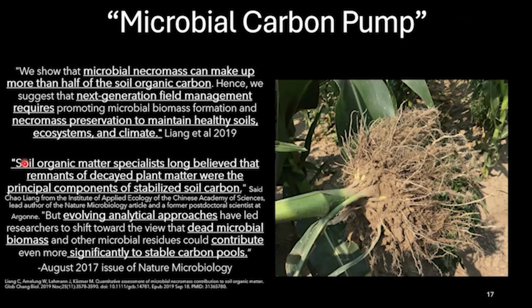If I go to an environment that has been down the aisle of death a whole bunch of times, where we're using a lot of tillage, doing a lot of things to degrade the biological side of these soils, even if we have decent residue, we don't convert that and we're not building that organic matter. Research is showing that 50% of the soil organic carbon is dead microbial biomass, also known as necromass. Research from Nature Microbiology showed that microbial necromass can make up more than half of the soil organic carbon. Hence, we suggest that next generation field management requires promoting microbial biomass formation and necromass preservation.